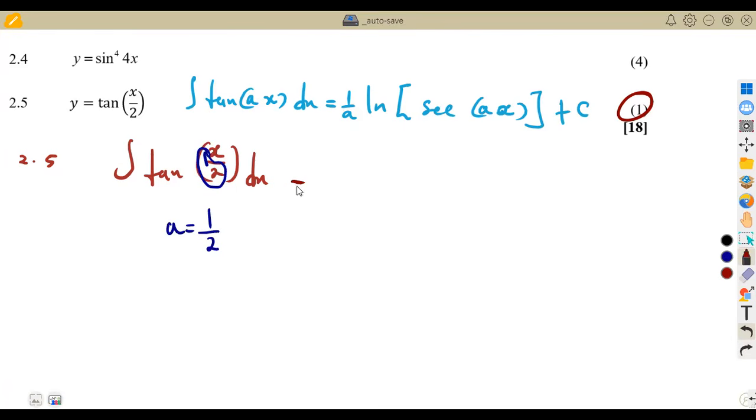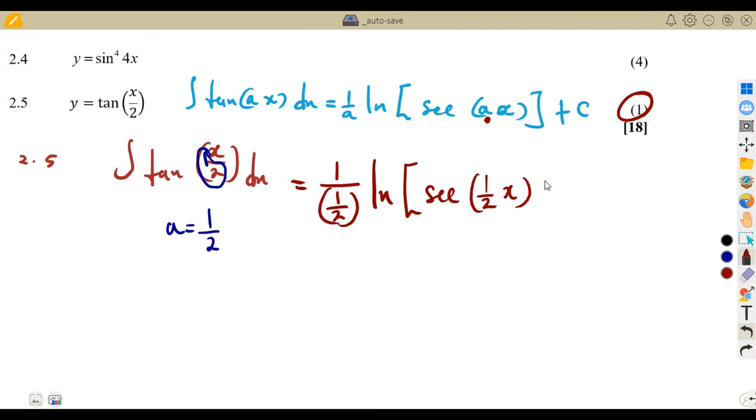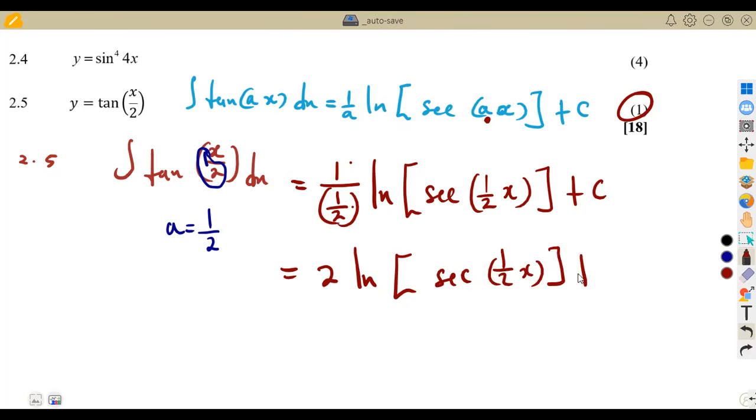So it's going to be 1 over a, which is 1 over 1 over 2 like this. All right. Ln sec of ax. Remember I said a is 1 over 2, so it's going to be 1 over 2x. All right. Plus the constant of integration. So 1 divided by 1 over 2 is 2. So it's going to give us 2 ln of sec half x like this. All right. Plus the constant of integration. We are done. For 1 mark, guys, this is enough. We can't use a lot of things there.